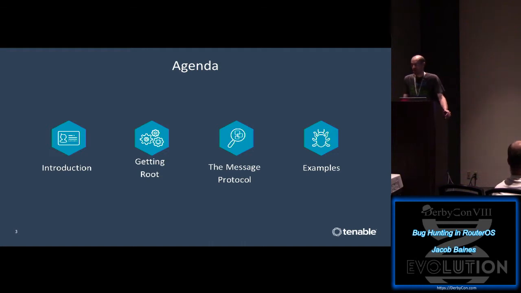Now this talk is broken down into 4 parts. In part 1, I'll start off by introducing myself and RouterOS. In part 2, I'll spend some time explaining how you can root RouterOS VMs, because when you're bug hunting, having access to the file system and being able to run tools like GDB is pretty important. Part 3, we'll talk about the message protocol. We'll be in that section for quite a while, but just know that it's really fundamental for part 4, where we're going to talk about 3 different bugs.